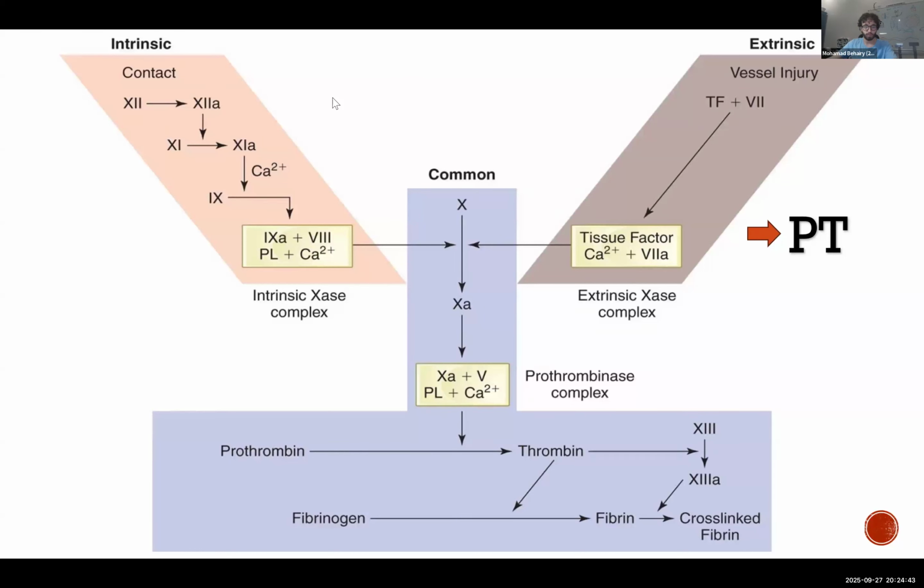How do we measure the intrinsic pathway? By measuring the APTT time. Didn't we say, how do 9 and 8 make factor 10? Basically, they don't make it, they activate it. That's a better way of putting it.